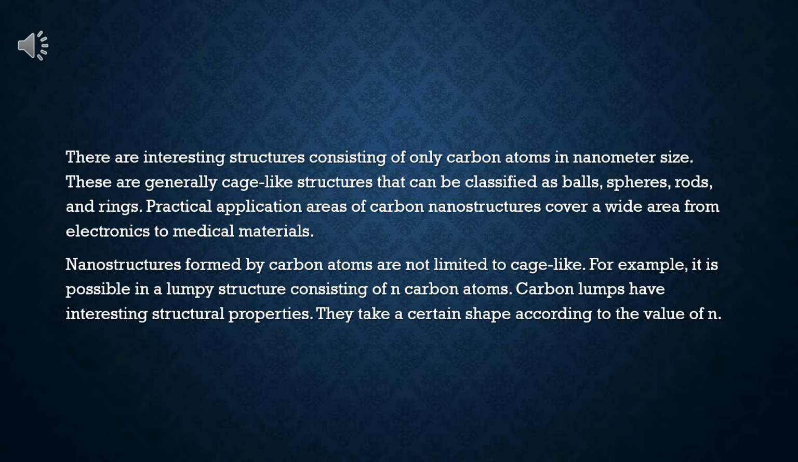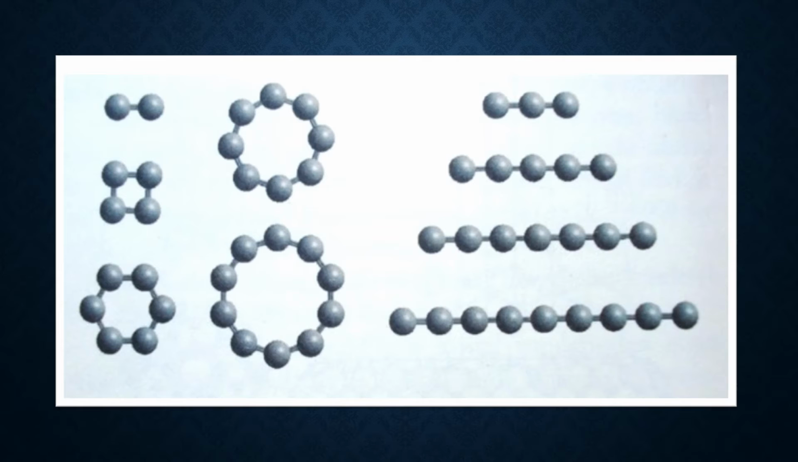Nanostructures formed by carbon atoms are not limited to cage-like ones. For example, a lumpy structure consisting of n carbon atoms is possible. Carbon lumps have interesting structural properties. They take a certain shape according to the value of n. In that figure, the geometric shapes of the carbon lumps are shown from atom numbers 2 to 10. If the atomic number is odd, the shape is one-dimensional; if even, it is a two-dimensional ring.